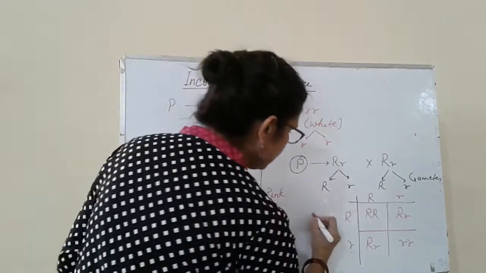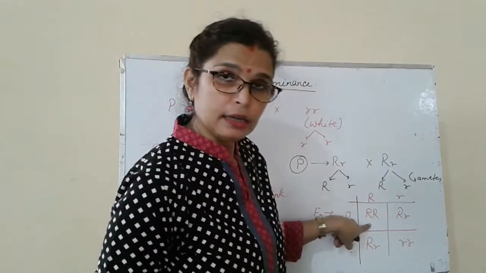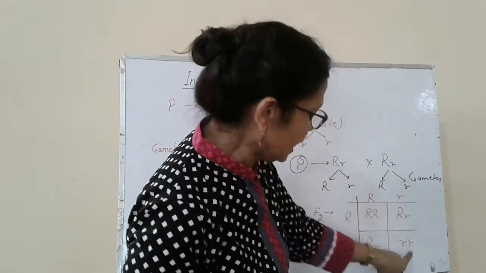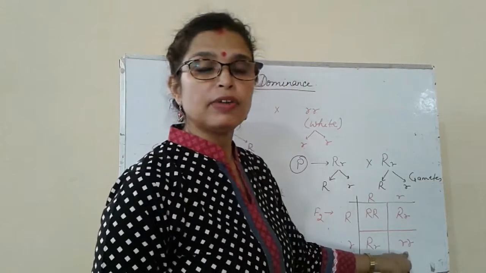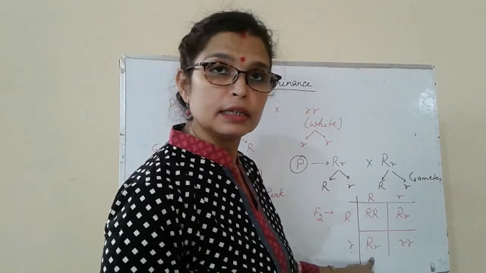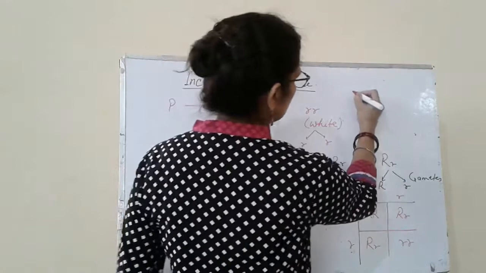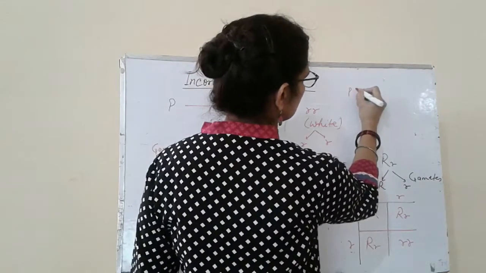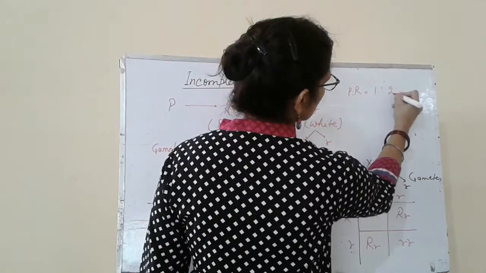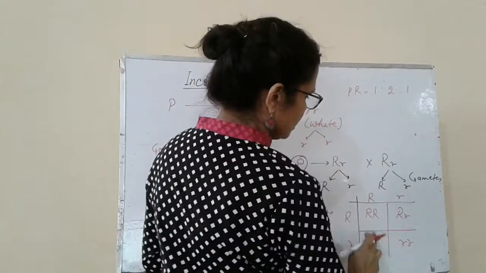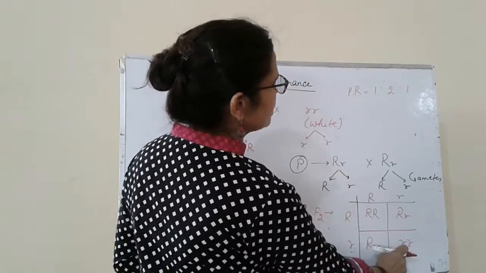So in F2 generation, the offsprings are red, pink and white. The parents' characters are also reflected here, and the new character is also reflected here. So the phenotypic ratio in F2 generation is 1:2:1. 1 red, 2 pink and 1 white.